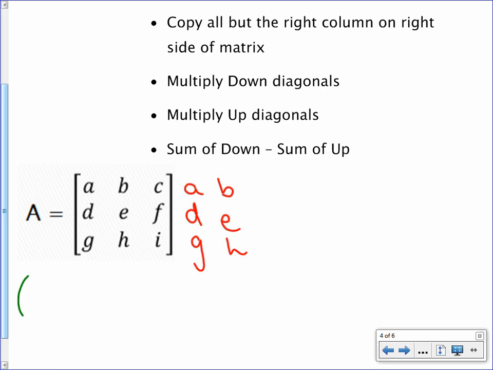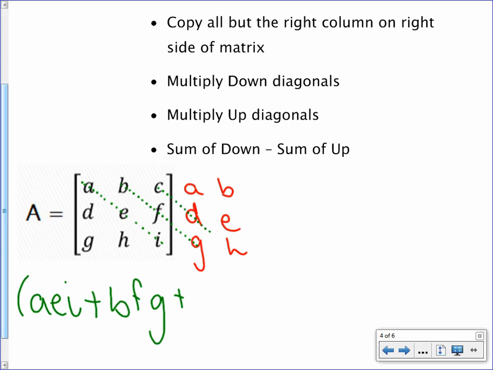So you're gonna start in the very top left corner and you're gonna multiply A times E times I. And then you're gonna add the next diagonal, B times F times G. And then you're gonna add the next diagonal, C times D times H. Okay? We're working with a 3x3. I no longer have a diagonal with 3 numbers, so those are my up diagonals.